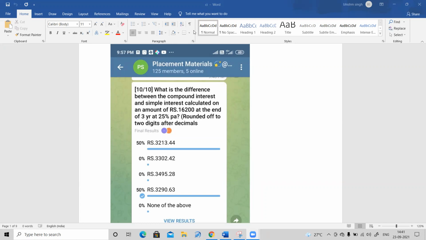And today we will do a compound interest topic that I have taken the test on Telegram. Okay. So today I will give you the solution of this one.